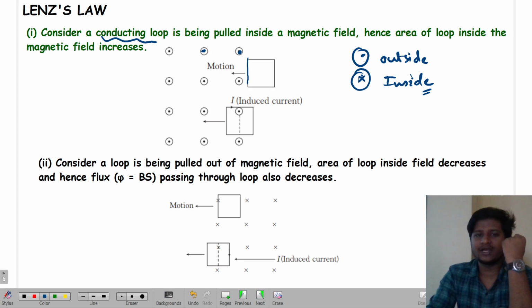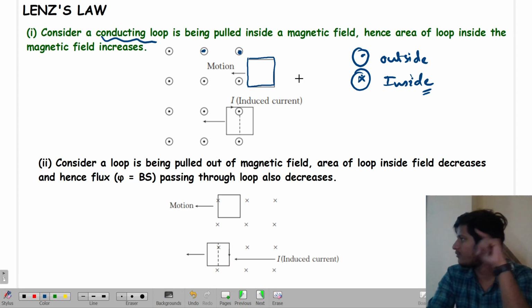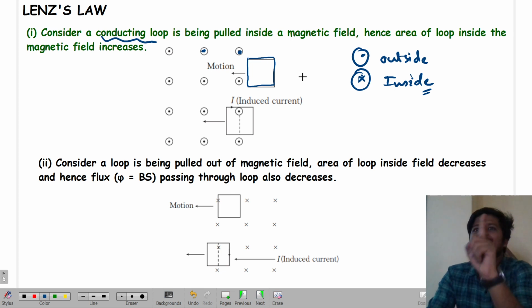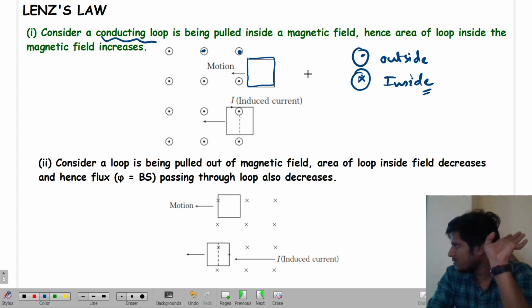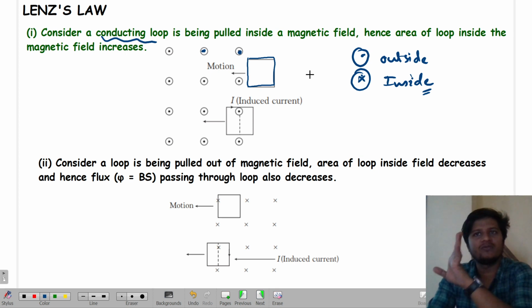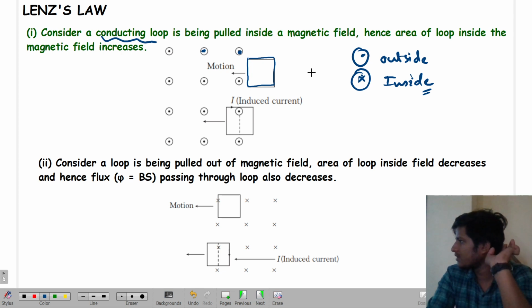So now look over here. Let's suppose you have some kind of conducting loop. What kind of conducting loop? Closed conducting loop. Remember that EMI only acts on a closed conducting loop. The current will be generated only in a closed conducting loop. If it is not a closed conducting loop, there will be no current, zero current, right or not?